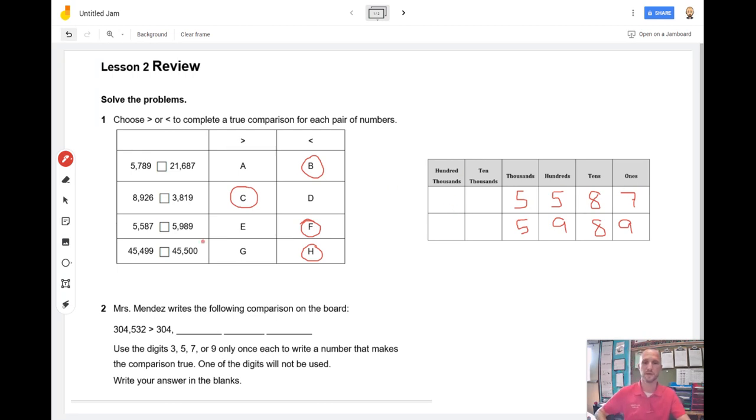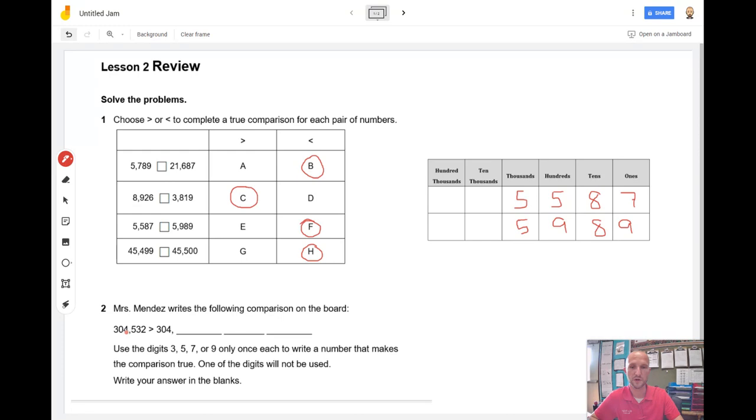Okay, number 2. Mrs. Mendez writes the following comparison on the board. 304,532 is greater than 304,000 blank. Use the digits 3, 5, 7, or 9 only once each to write a number that makes the comparison true. One of the digits will not be used. Write your answer in the blanks.